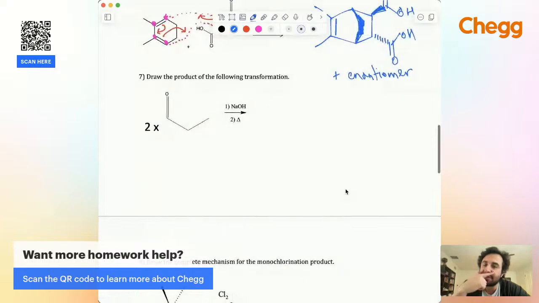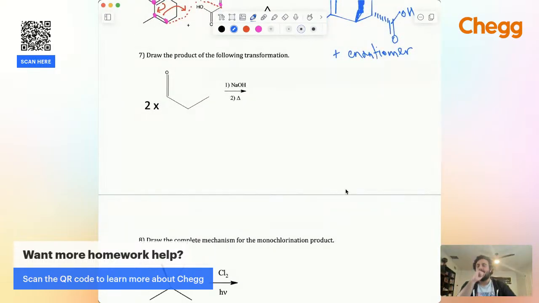All right, let's go to the next one here. So let's check out some enolate chemistry. We want to draw the product of the following transformation. We have propanal, and we have 2 equivalents compared to hydroxide. So this is just telling you it's going to react with itself, right? So we're going to enolize and then do some aldol here, aldol condensation.